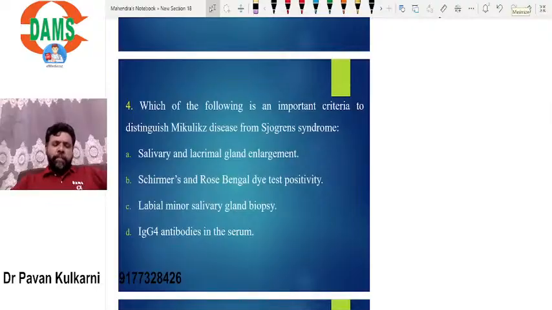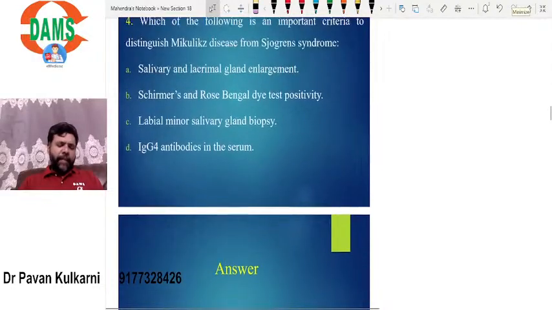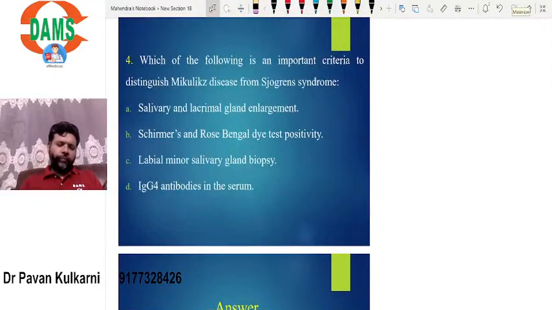Which of the following is an important criteria to distinguish Mikulicz disease from Sjogren's syndrome? So we know that Mikulicz and Sjogren's are two important syndromes associated with the salivary gland. Basically, salivary and lacrimal gland enlargement. Can we differentiate based on this? No. In Mikulicz as well as in Sjogren's, both you will see salivary and lacrimal gland enlargement. Schirmer's and Rose Bengal dye test positivity. No, because you can't differentiate.